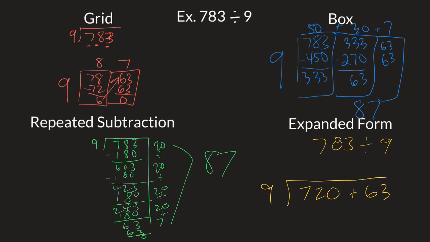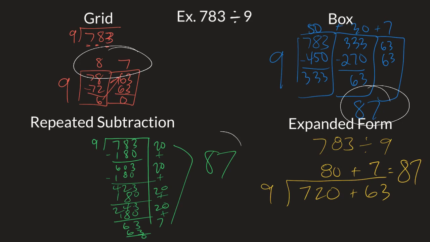What? Did we just do that? 9 goes into 720 80 times, and 9 goes into 63 7 times. What's the answer? It is 87. Now, there are your answers. We've got the grid method, we've got the box method, we have repeated subtraction, and expanded form.